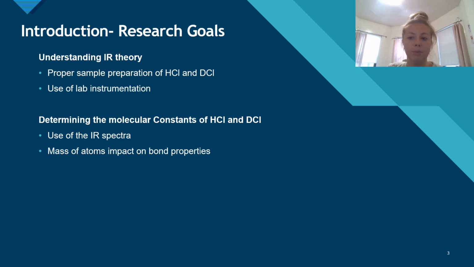A main goal of this experiment was to understand the theory behind IR spectroscopy. This was achieved by preparing proper samples of HCl and DCl, which we ran in the IR spectrometer. From this, we produced viable spectra. The spectra allowed us to determine the molecular constants of HCl and DCl. From these determined values, the goal was to understand how the mass of atoms impacts bond properties.